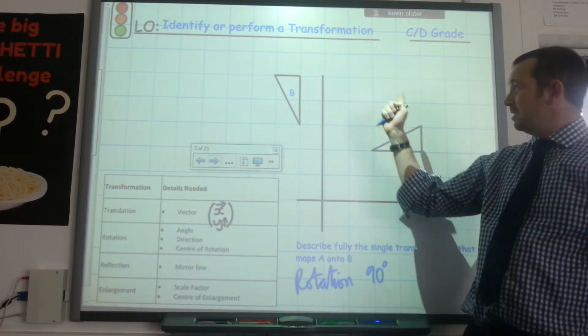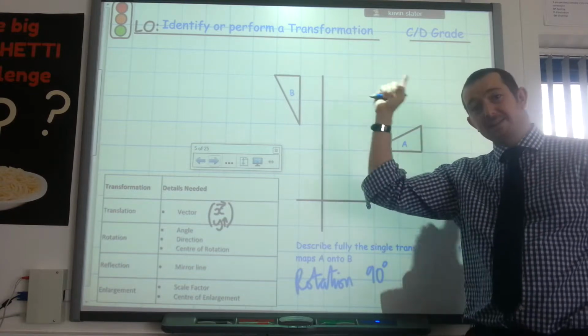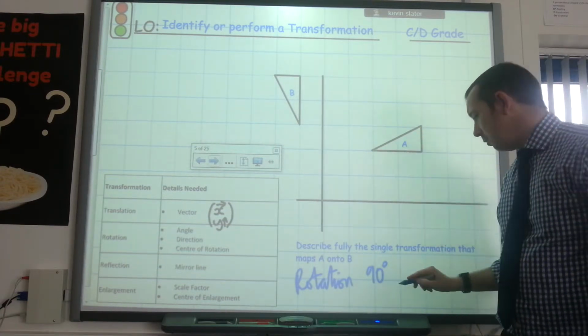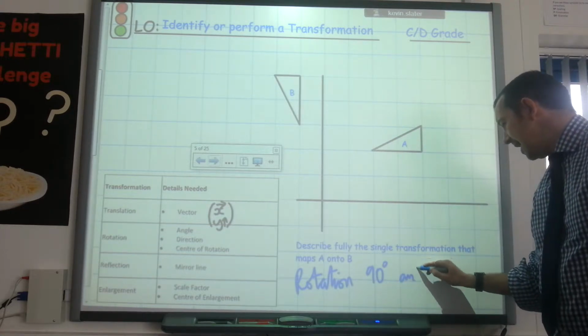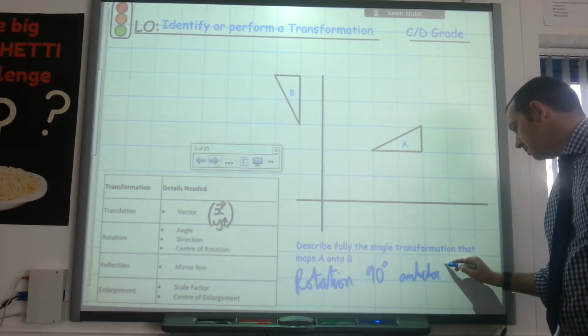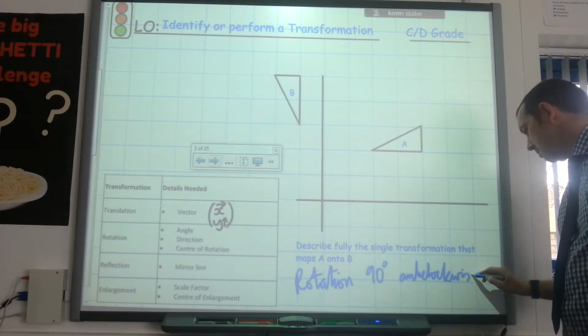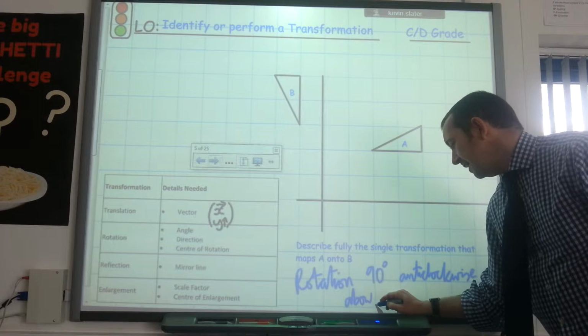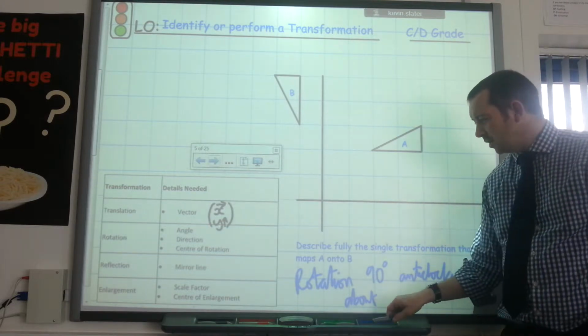We're going from A to B. Now that is anti-clockwise, the opposite of the way the hands go around on the clock. So it's rotation, 90 degrees, anti-clockwise. And then I'm going to put about, and I need to give the coordinates for the centre of rotation. So I'm just going to freeze it again.